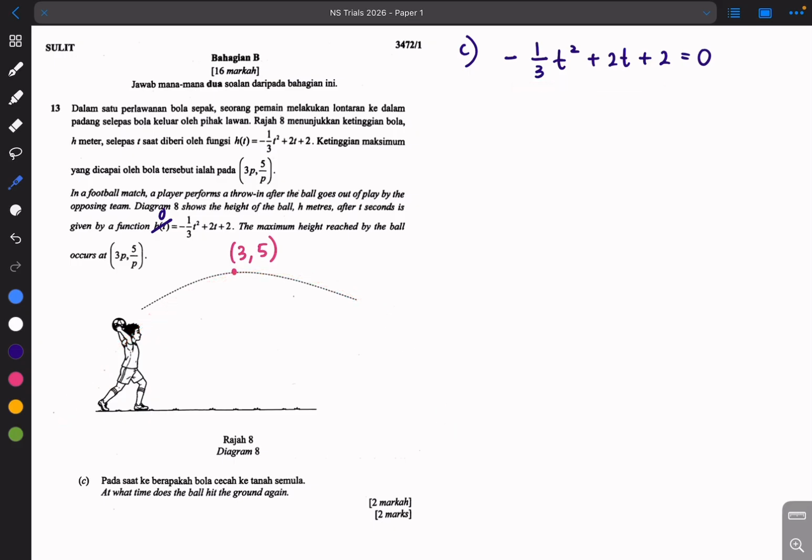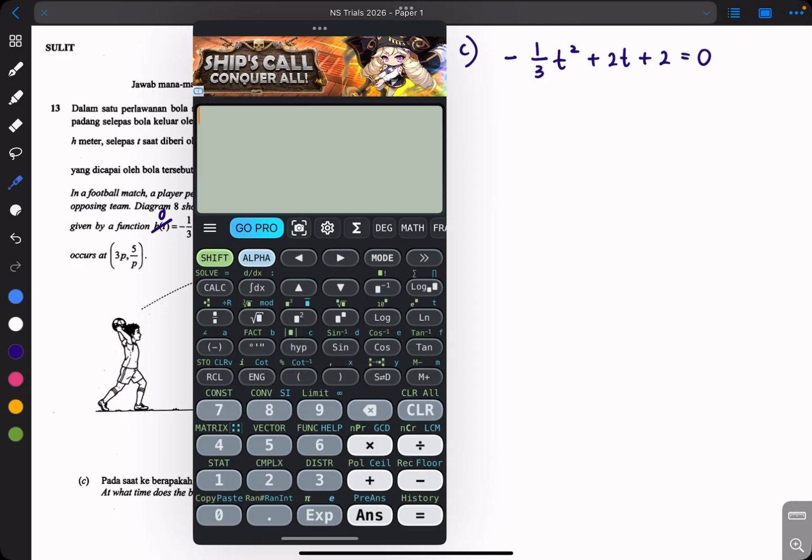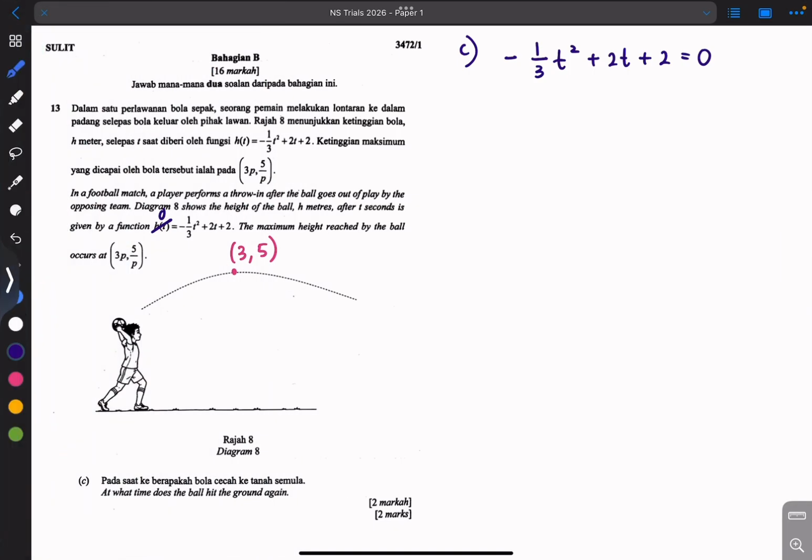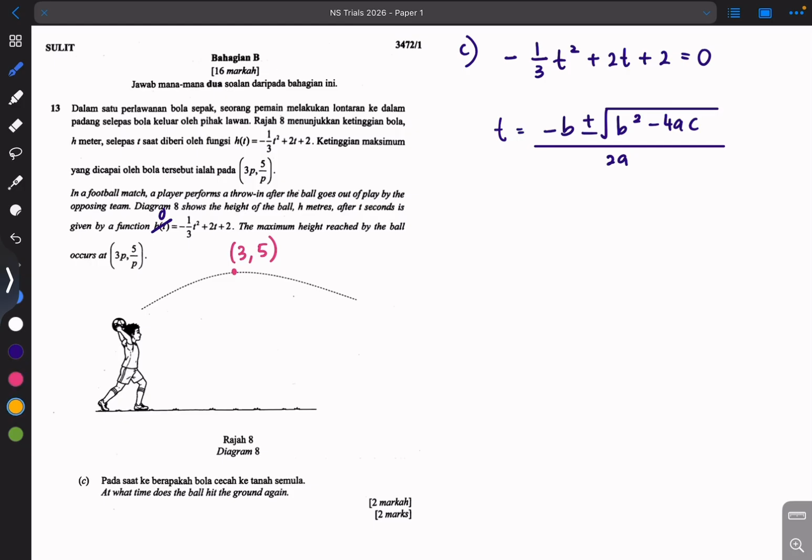Alright. So first let's check if we can use the calculator straight. So let's factorize using calculator first to check. a is negative 1 over 3, b is 2, c is also 2. Ooh, we get decimals. Okay, if decimals, then we can't use the calculator straight. We have to show our full working. So we need to use the formula lah. Negative b plus minus square root b squared minus 4ac over 2a. So this will be our a, this will be our b, and this will be our c. Then we sub it in.